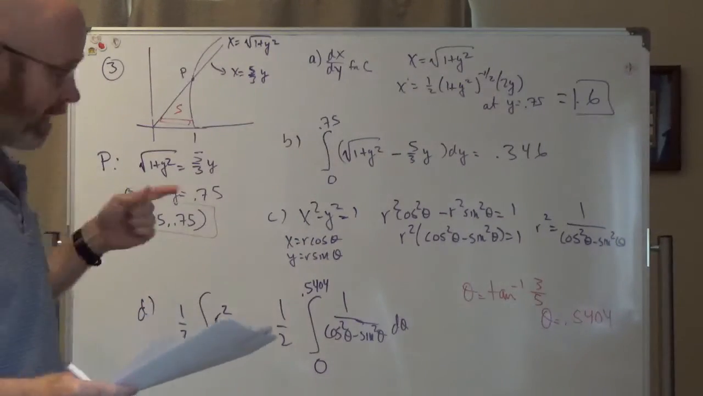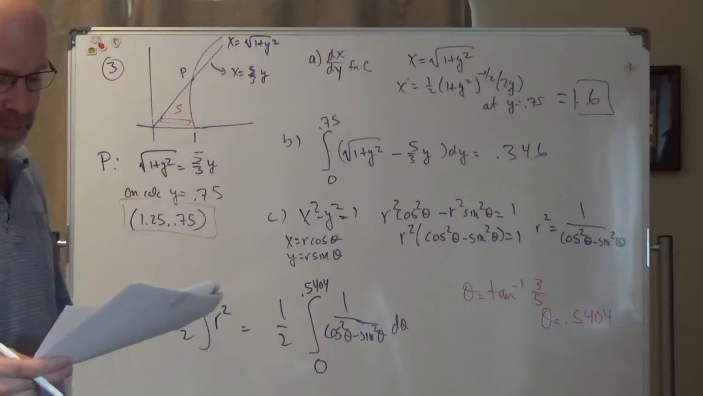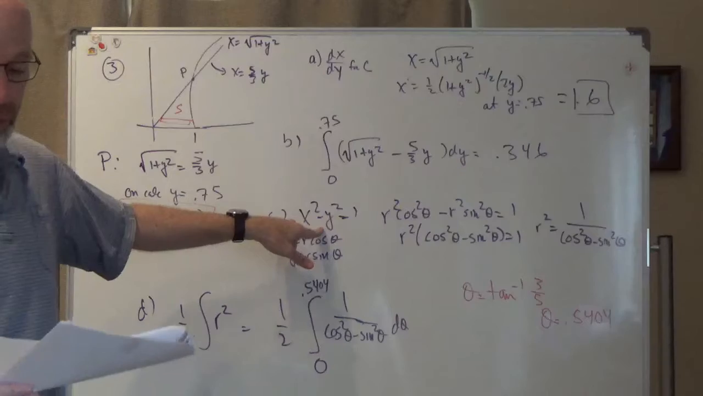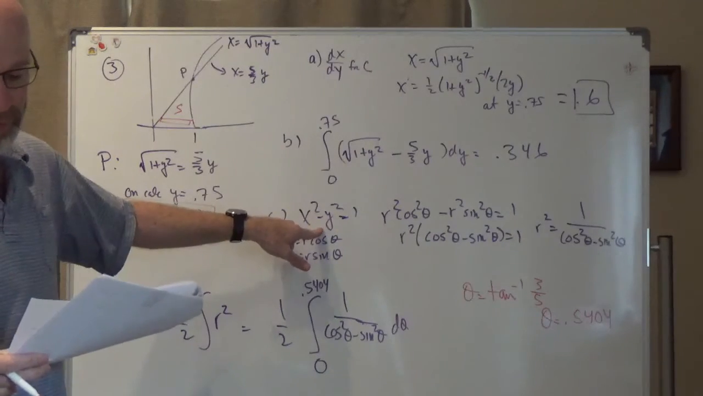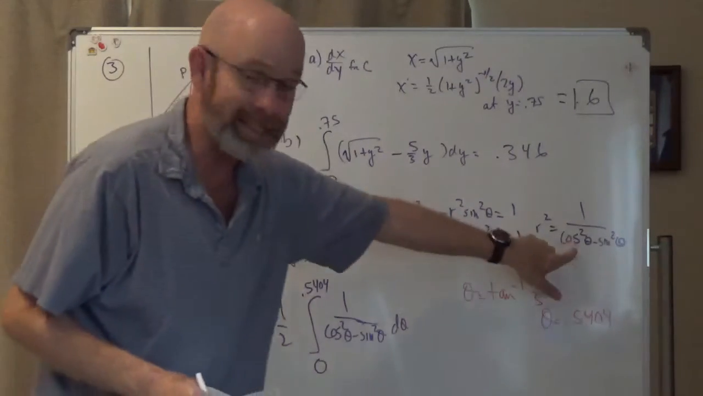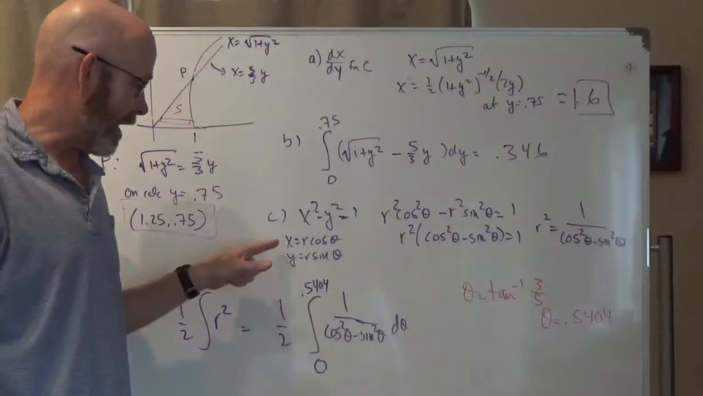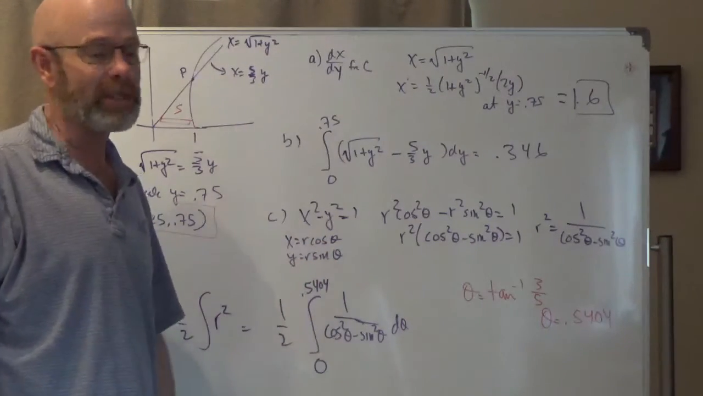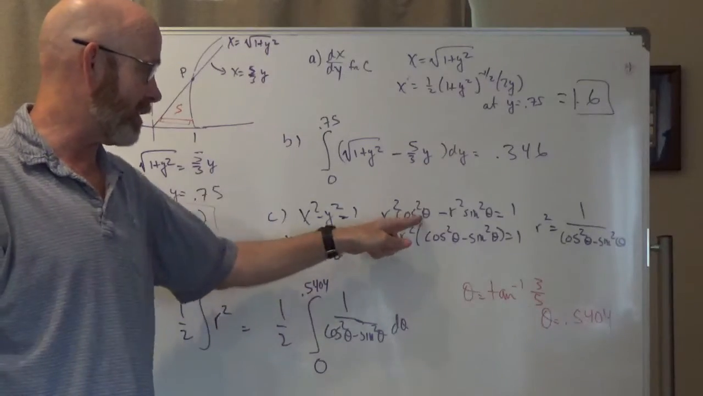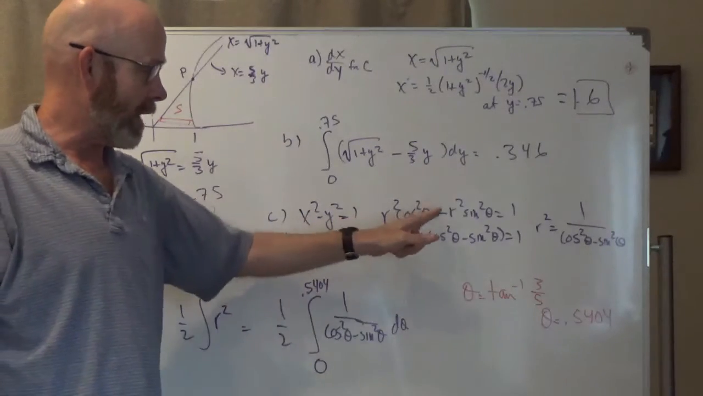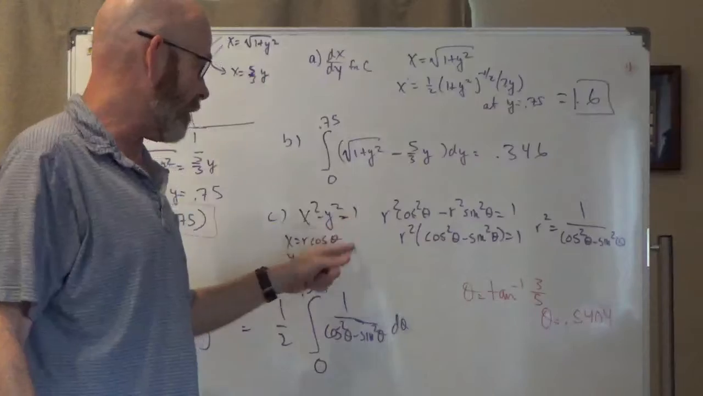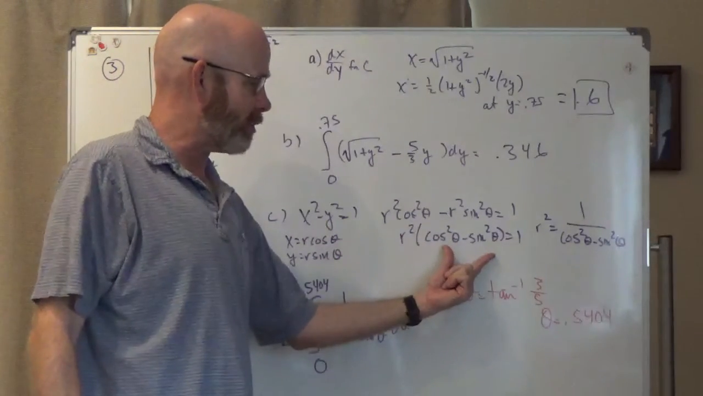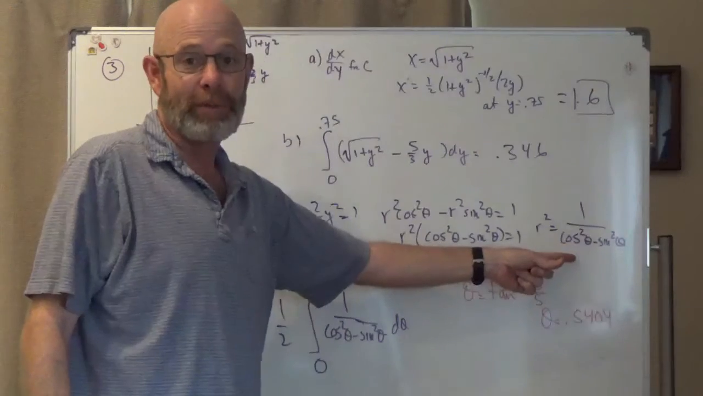Part C says curve C is part of the curve x squared minus y squared equals 1. And then they're asking you to change that to polar. And they even tell you what the answer is supposed to be. This is the answer. So just remember that x is r cosine theta, y is r sine theta. So I'm just making those substitutions. So I get r squared cosine squared theta for x squared minus r squared sine squared theta equals the 1. I factor out r squared. I get cosine squared minus sine squared equals 1, and then I divide it through.